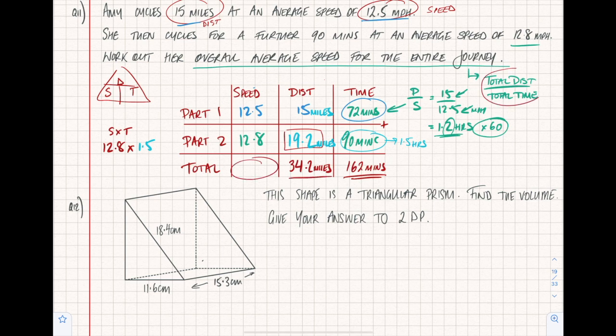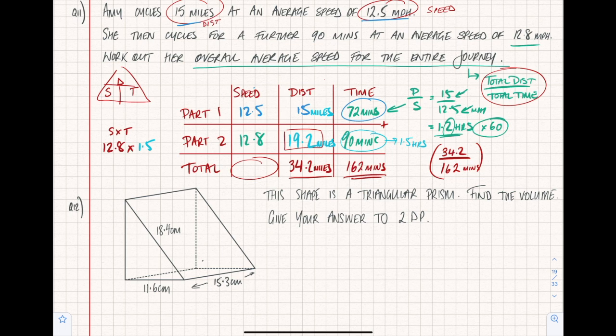We said over here to find the overall average speed, we're going to do total distance. Well, we've now got that. That's 34.2. And divide it by the total time, which is 162 minutes. Now, what we need to be careful with is that when we do this, this is going to give me my speed in miles per minute.